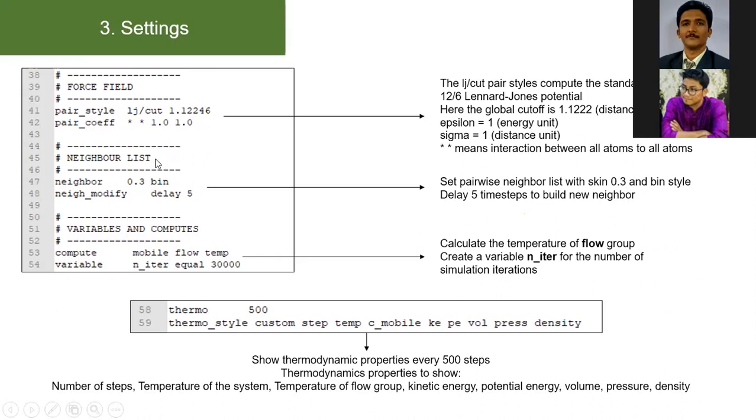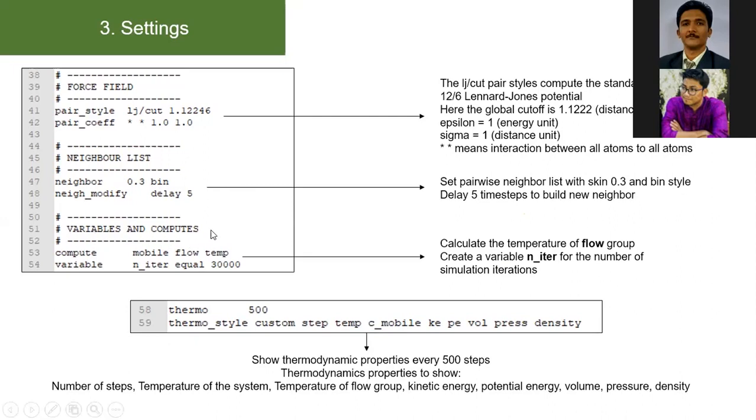And then the neighboring list. I think you already know about the neighboring list, that it specifies the neighbors for which to calculate the force, and when atoms go out of the neighboring list, it re-specifies the neighbors, to reduce the computational cost of the system. So here you can see bin is the style, and 0.3 is the skin value, which is the skin distance of the neighbors in distance units. And the neigh_modify delay 5 means it will create new neighbors every 5 time steps.